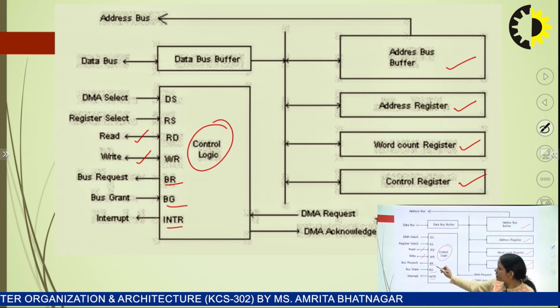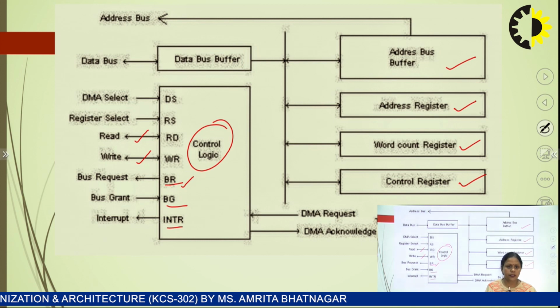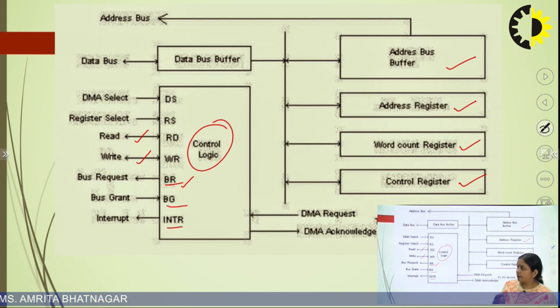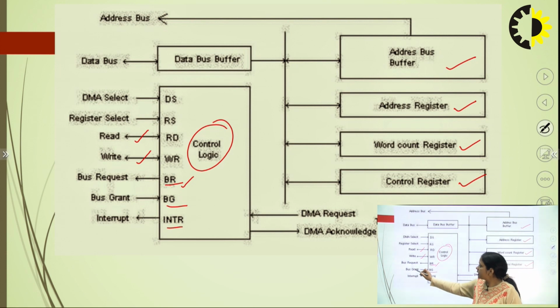Bus request is a signal which is sent by the DMA to the CPU to request control of the buses. The bus grant signal will be sent by the CPU to the DMA when it transfers the control of the buses to the DMA controller. Read and write signals are the control information.